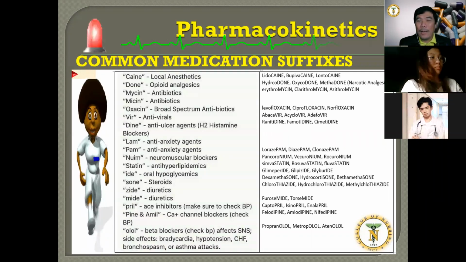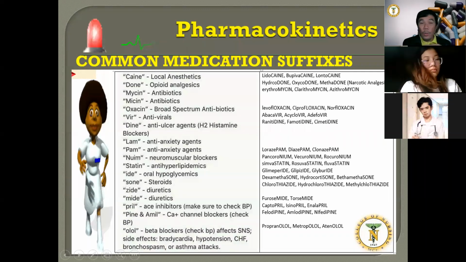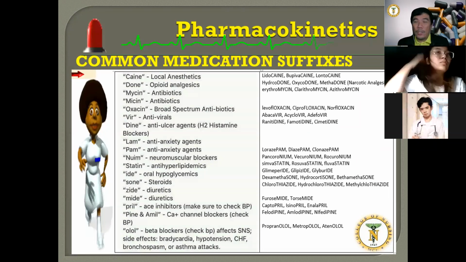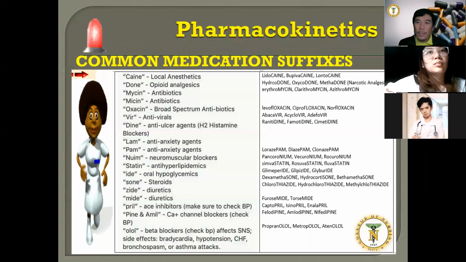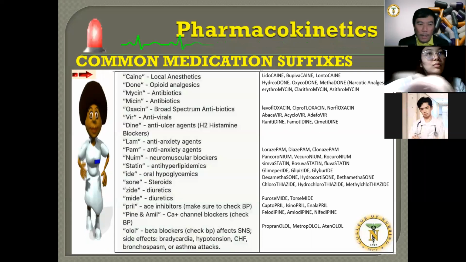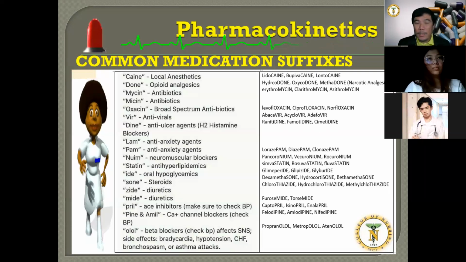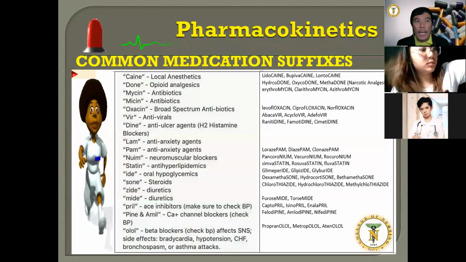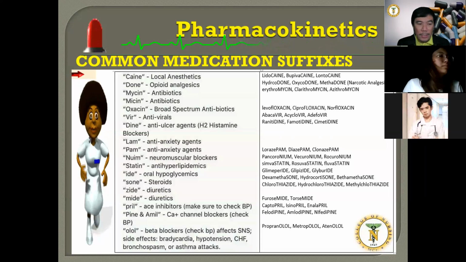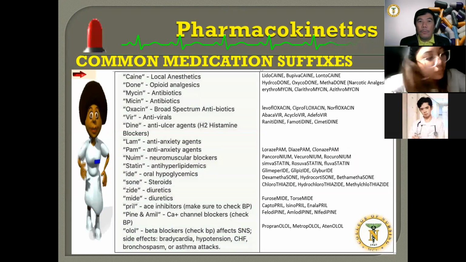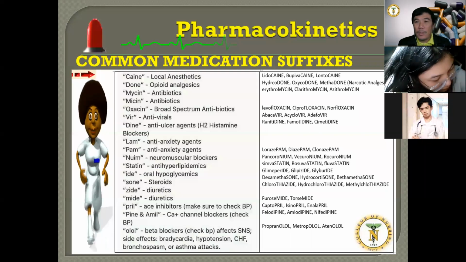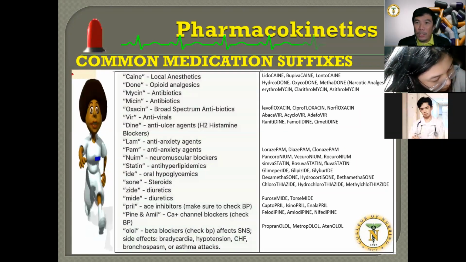Our discussion for this afternoon is a continuation, all about common medication suffixes. Last time we ended with the coverage of pharmacokinetics, which is absorption, distribution, metabolism, and elimination or excretion. We have also discussed the topics related to the rights of medication.